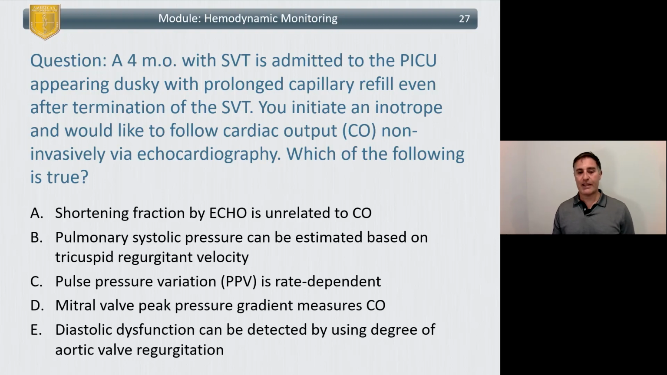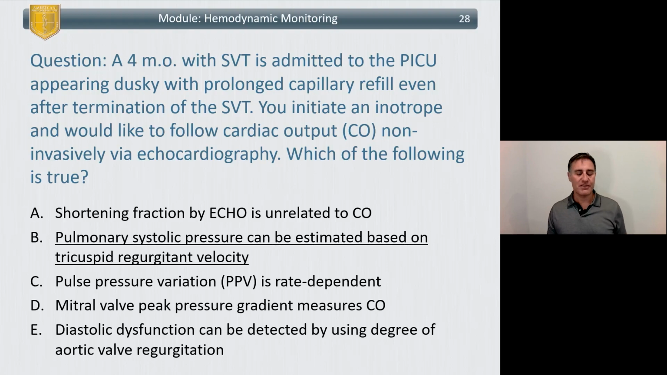A, the shortening fraction by echo is unrelated to cardiac output. B, pulmonary systolic pressure can be estimated based on tricuspid regurgitant velocity. C, pulse pressure variation is rate dependent. D, mitral valve peak pressure gradient measures cardiac output. And E, diastolic dysfunction can be detected by using degree of aortic valve regurgitation.